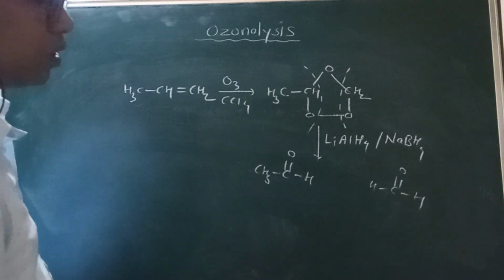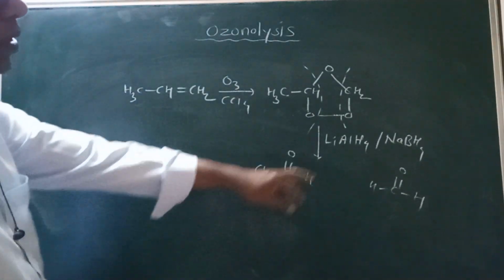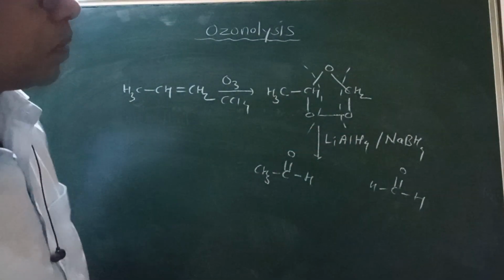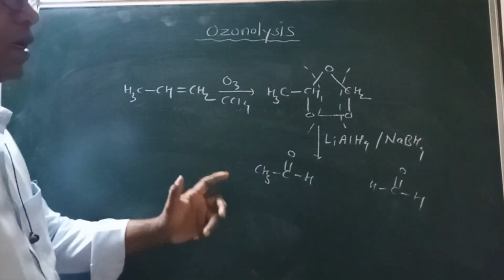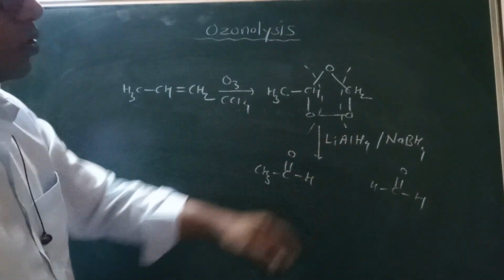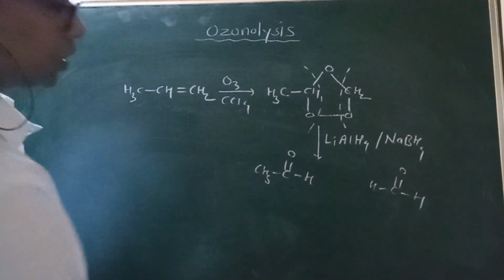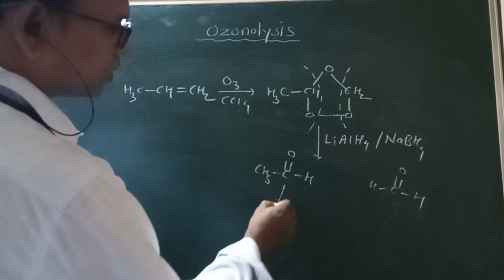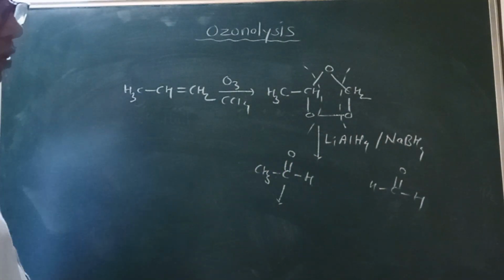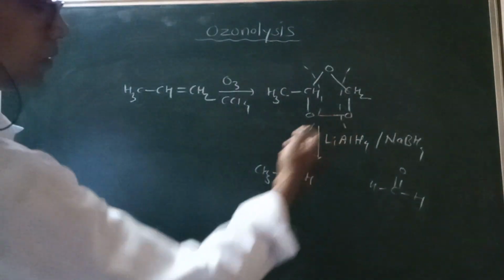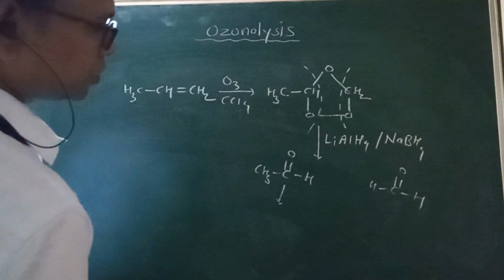But the observed products are different because these reducing agents are not mild reducing agents like zinc, dimethyl sulfide, or even triphenyl phosphine. These are strong reducing agents. So whatever aldehydes we get after breaking of this ozonide, they get readily reduced by these reducing agents because these are strong reducing agents.